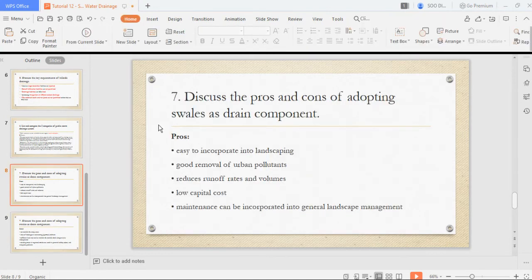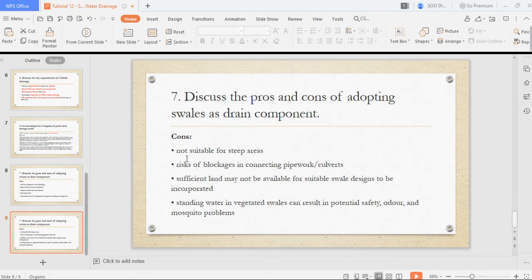Okay, so last question, you are to discuss the pros and cons of adopting swales as drain component. The pro is that it's very easy to incorporate into landscaping because a swale is very nice to the eye. It usually consists of grass. So you can remove the urban pollutant, you can reduce the runoff rates and volume, it has low capital cost, and maintenance can be incorporated into general landscape management. So having swales as your drainage system in your community will look very nice, but there's disadvantage to it.